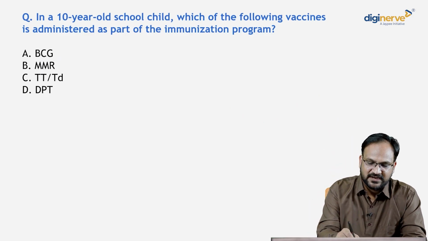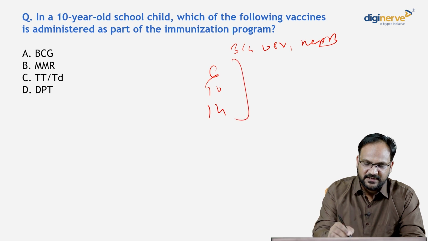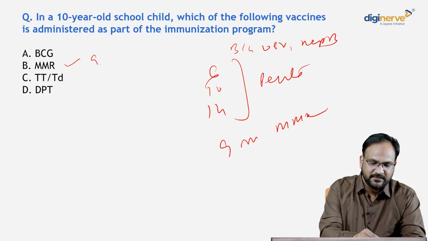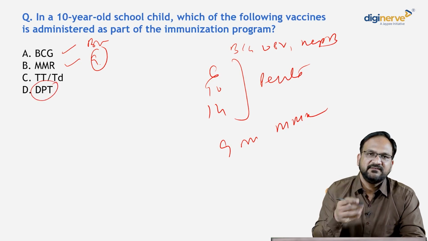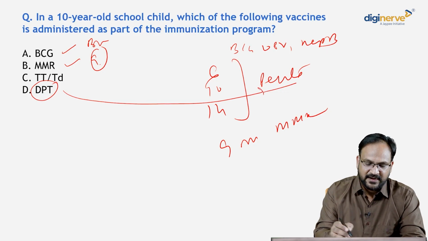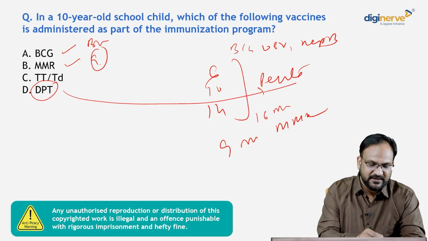So at birth we are giving BCG, OPV, hepatitis B. At 6 weeks, 10 weeks, 14 weeks, hepatitis B is completed within the penta. At 9 months we are giving MMR. BCG we are giving at birth. DPT, now we are not giving DPT as well, but we are giving DPT in the penta only and at 16 months only. So DPT will not be a part.